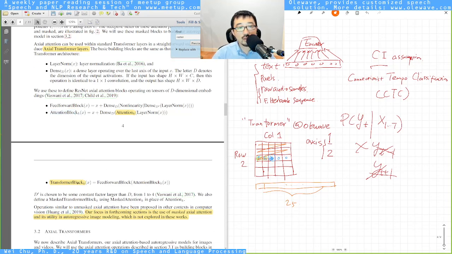And finally, they define the transformer block. It's the attention block passed through a feed forward block. You may notice that the transformer block here has a subscript K. Also, the attention block has a separate K. It means that the transformer block does not operate on the whole matrix. It only operates row-wise. It's called a row-wise transformer.